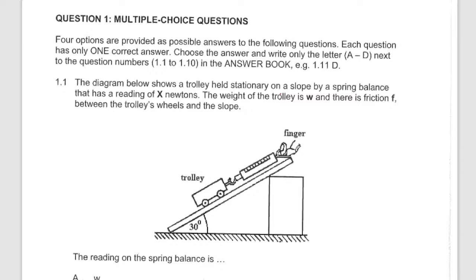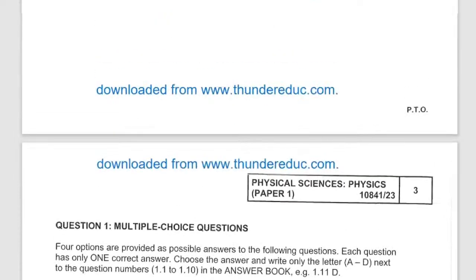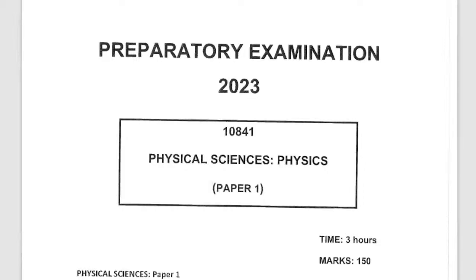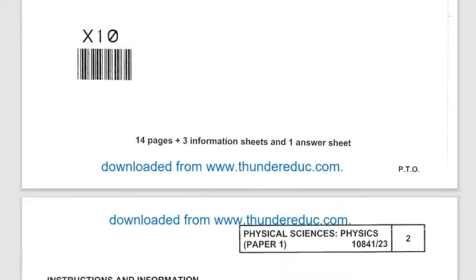I shall be talking about the proposed memorandum of the Physical Sciences Paper 1, the Houghton Prelim 2020. Okay, so the paper was out of 150. The duration is 3 hours. Let's start with question number 1.